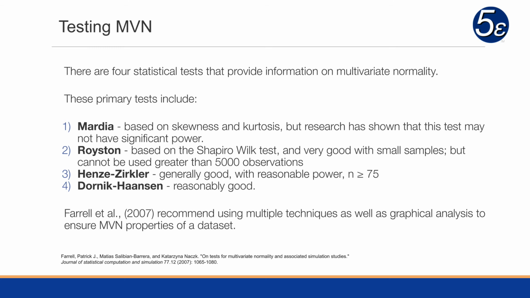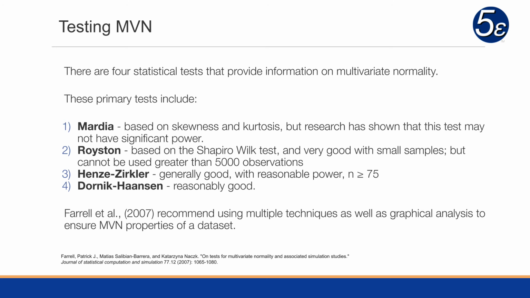These tests include the Mardia test, which is based on the skewness and kurtosis, but recent research has shown that this test may not have significant power. The Royston test, which is based on the Shapiro-Wilk test, is very good with small samples, but cannot be used with greater than 5,000 observations. The Henze-Zirkler test is generally good with reasonable power, especially when the observations are above 75.